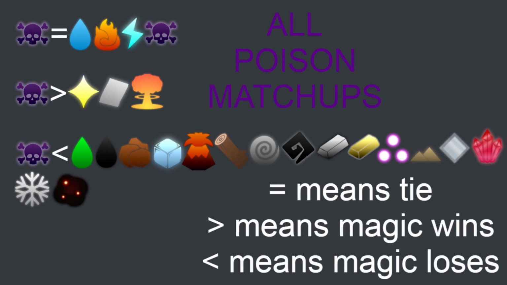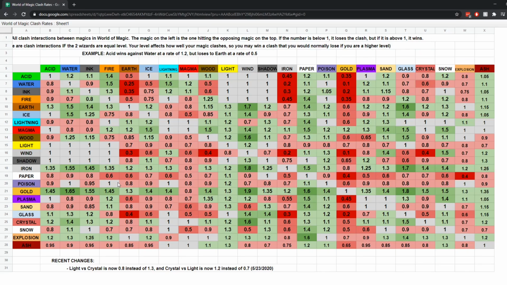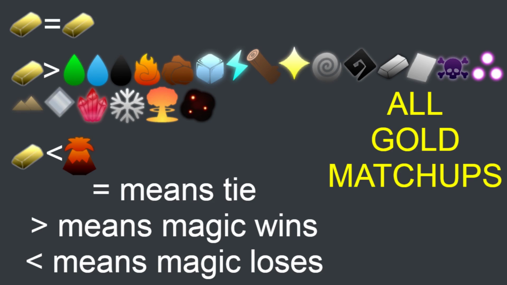magic. Now we go over gold, who is effectively the best magic for clashing, but is very slow. Gold wins against acid, water, ink, fire, earth, ice, lightning, loses to magma, wins against wood, light, wind, shadow, iron, paper, poison, ties with itself, wins against plasma, sand, glass, crystal, snow, explosion, and ash. Visual representation of gold up here. As you can see, he's a very one-sided type of person.